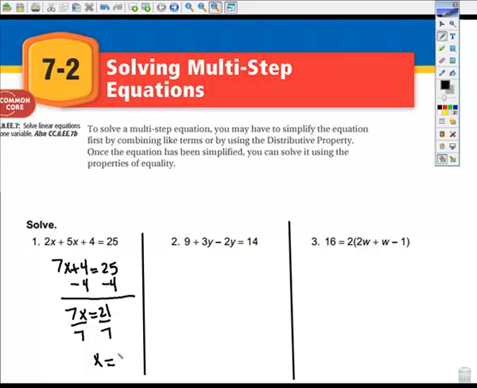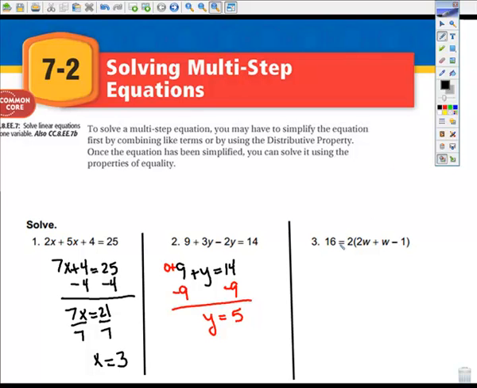So x equals 3. Here we have 9 plus 3y minus 2y equals 14. So if I combine my like terms, I get 9, 3y minus 2y is plus y equals 14. Now you'll never see a problem written like this, but technically this is 0 plus 9, so that you can see that's actually a positive 9 or a plus 9. So then to undo that, the opposite is to subtract 9 from both sides. So y in this case equals 5.